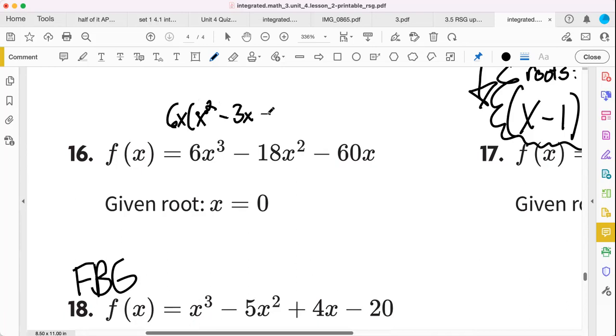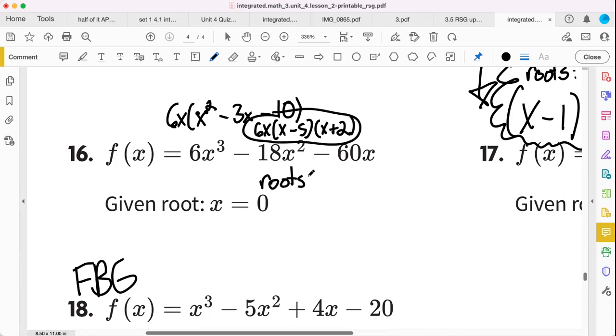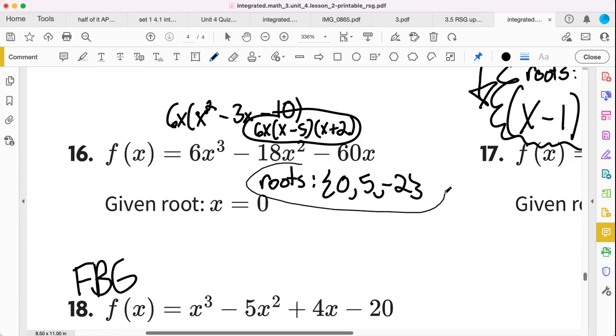And then what's that, minus 10? And then this can be rewritten as 6x times x minus 5 times x plus 2. This is the most factored form. And you know that all of your roots are going to be opposites of these numbers. So your roots are respectively 0, 5, and negative 2. There you go, 3 roots. And it makes sense because it's degree 3. You know what I mean?